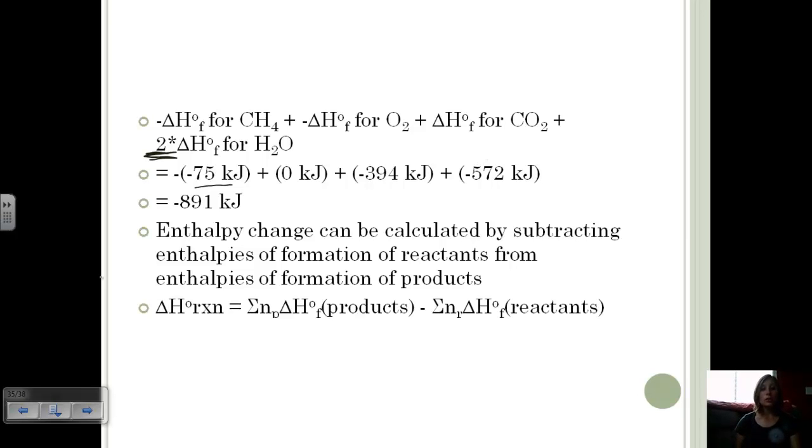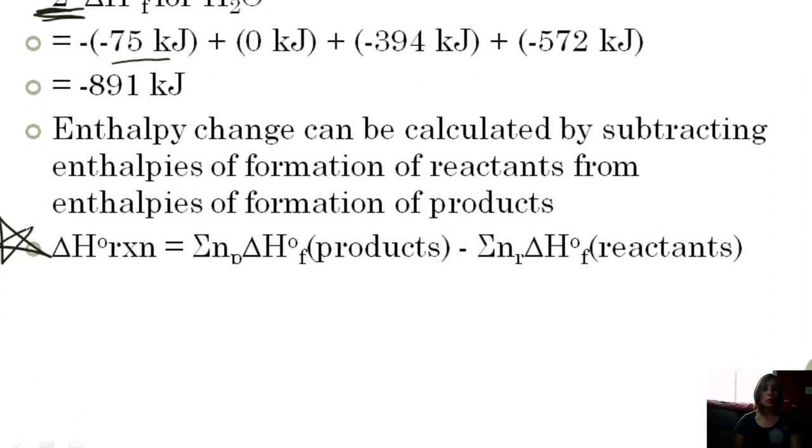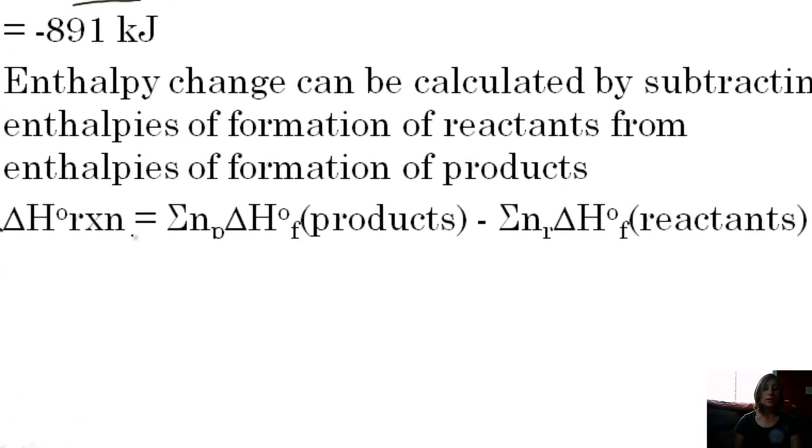products. And here's the general overall equation that we're going to use. The delta H of the reaction is equal to the sum of the moles of that product times the heat of formation of that product. Add all the products together, minus the number of moles of each reactant times the heat of formation of the reactant, and then add all the reactants together and subtract those two terms.